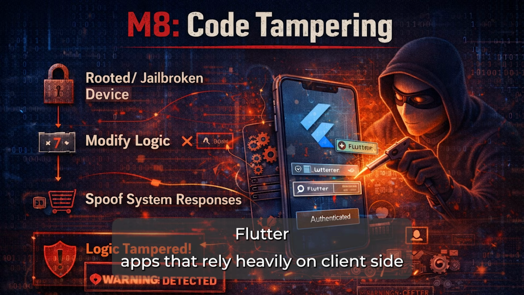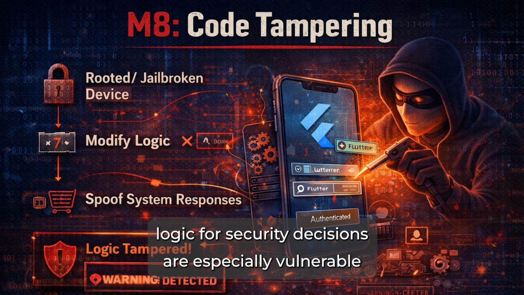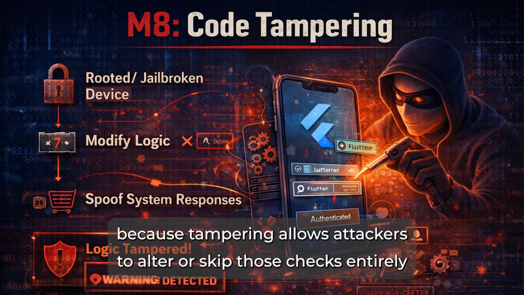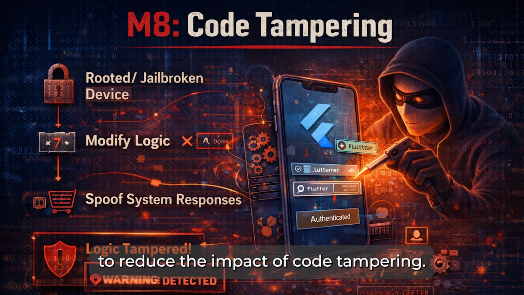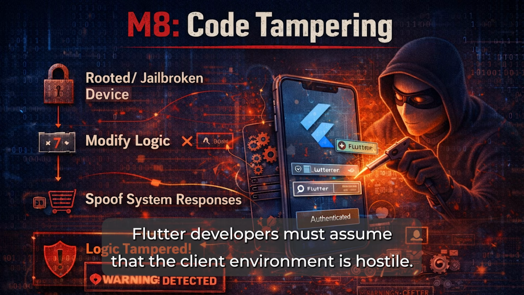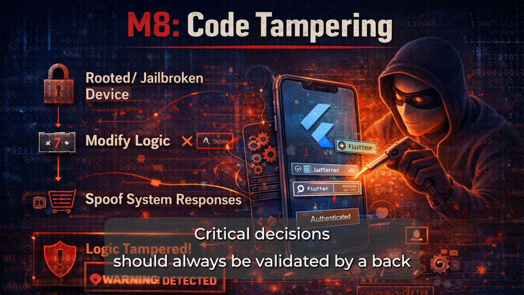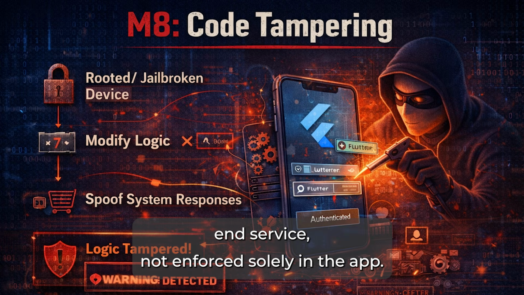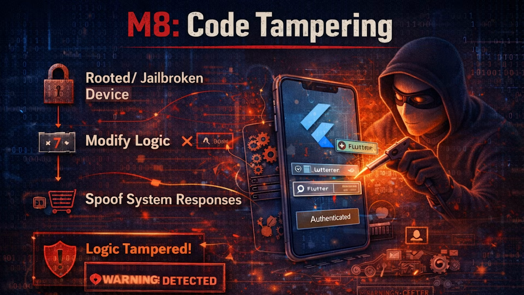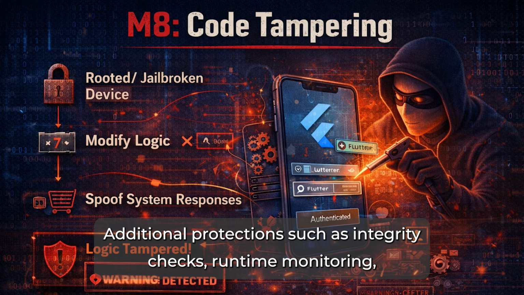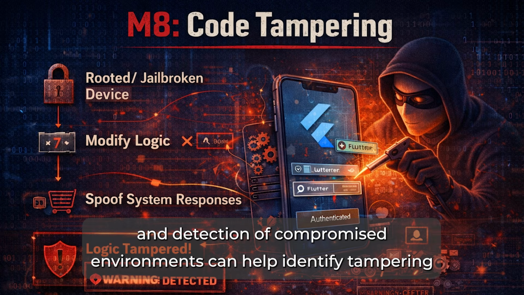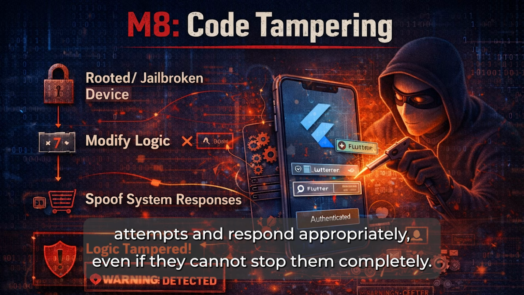Flutter apps that rely heavily on client-side logic for security decisions are especially vulnerable because tampering allows attackers to alter or skip those checks entirely. To reduce the impact of code tampering, Flutter developers must assume that the client environment is hostile. Critical decisions should always be validated by a backend service, not enforced solely in the app. Additional protections, such as integrity checks, runtime monitoring, and detection of compromised environments, can help identify tampering attempts and respond appropriately, even if they cannot stop them completely.